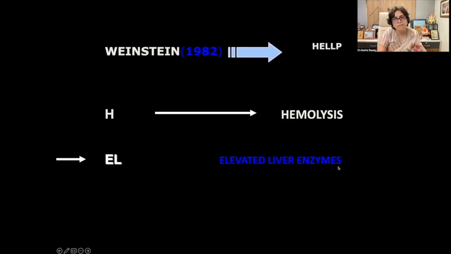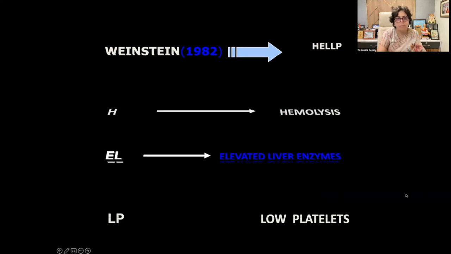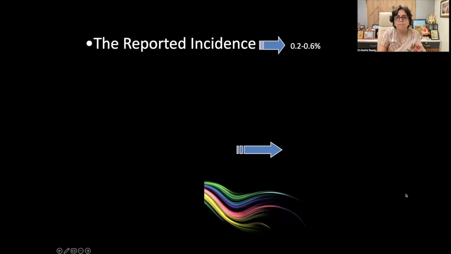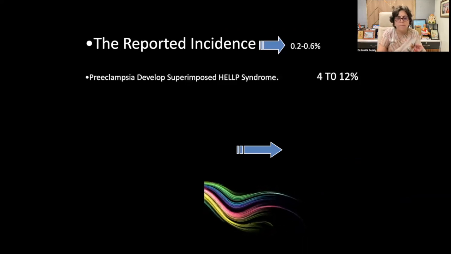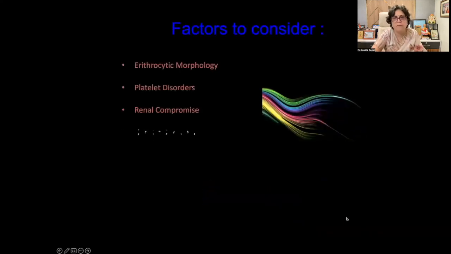In 1982, Weinstein diagnosed HELLP syndrome: hemolysis, elevated liver enzymes, and low platelets. The reported incidence is 0.2 to 0.6%. Preeclampsia with superimposed HELLP syndrome is 4 to 12%. There is elevated perinatal mortality and morbidity. Maternal mortality is more than 35%. It's the worst thing, we should be careful about it.